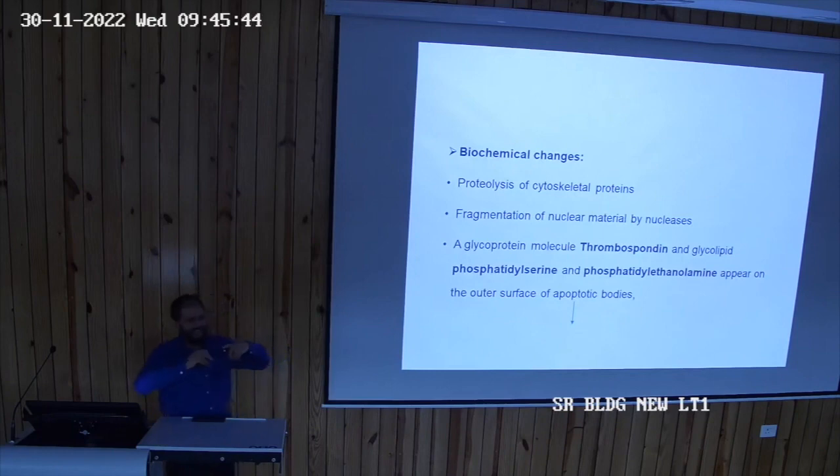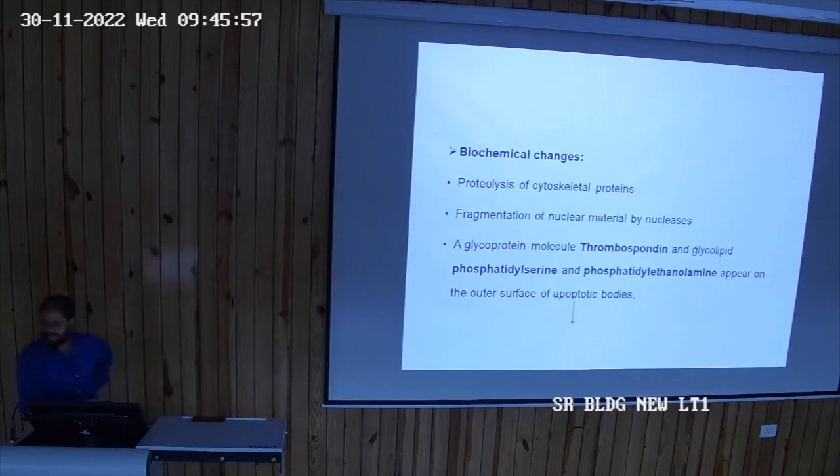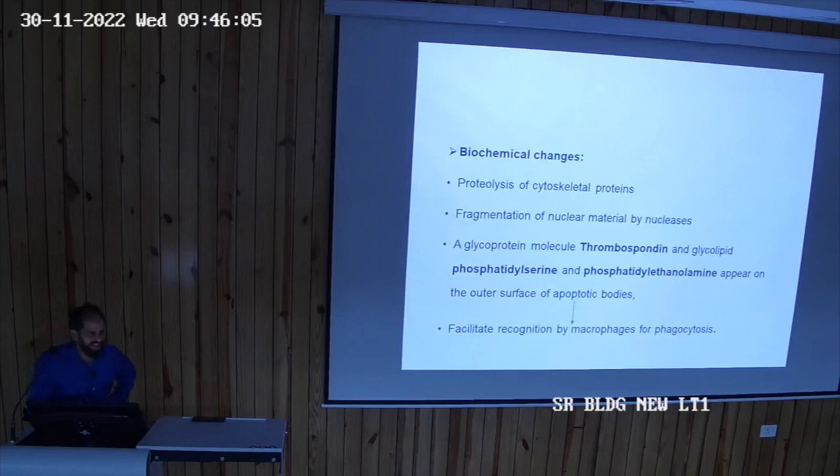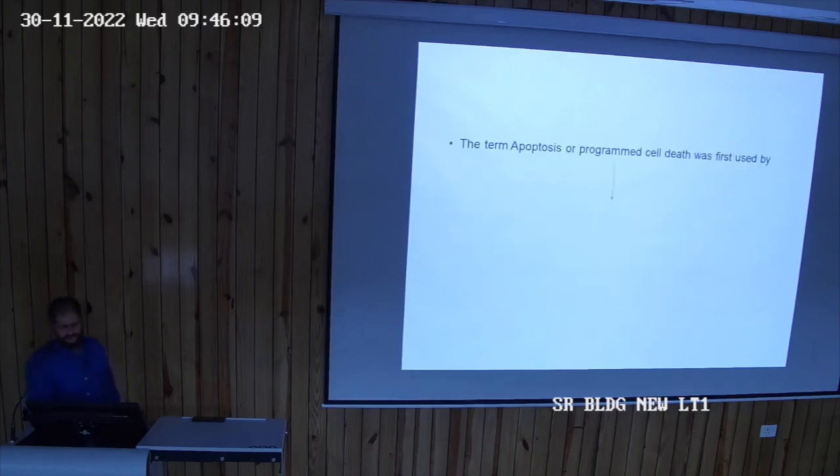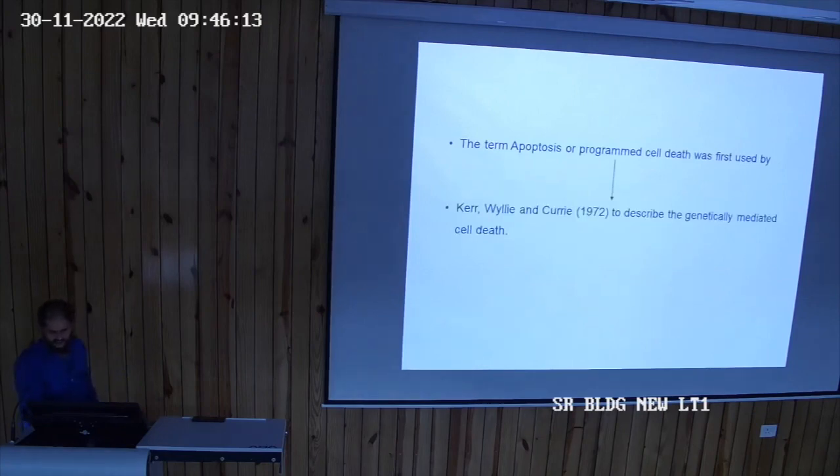So what happened is that those apoptotic bodies, उसके cell membrane में ये जो glycolipids हैं वो cell surface के ऊपर आ जाते हैं, and these act as an attractant for those macrophages. So this facilitates the recognition by macrophages. Macrophage उसको पहचान लेते हैं, for phagocytosis. This term was first introduced by these scientists, okay.